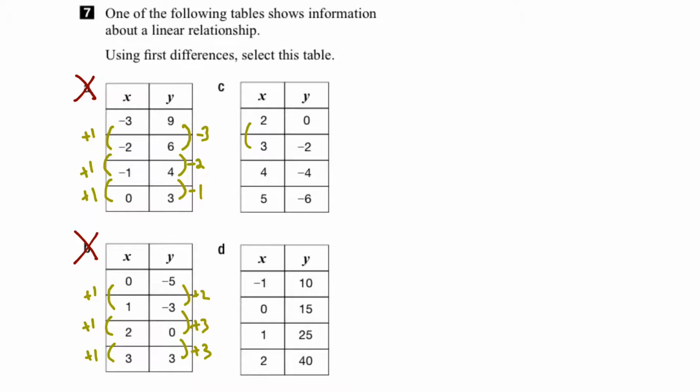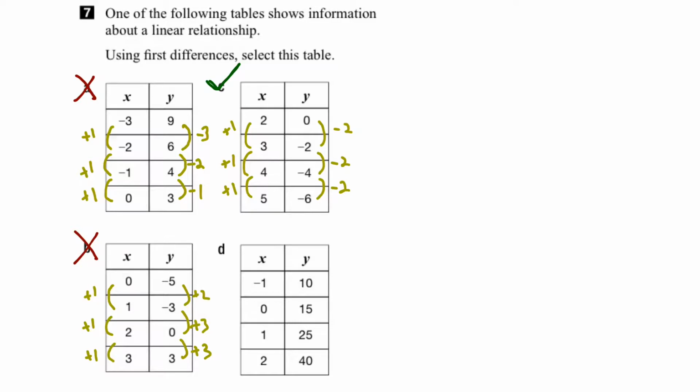As we move along here, the difference in the x values is +1. We're increasing by 1 each time. And in the y values from 0 to -2 is subtracting 2. From -2 to -4 is subtracting 2. And from -4 to -6 is subtracting 2. So the difference in the y values is consistent for the corresponding increase in the x values. Therefore, we know that this must be a linear relation.